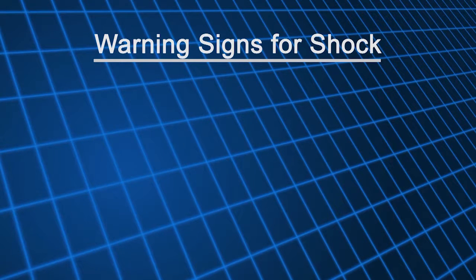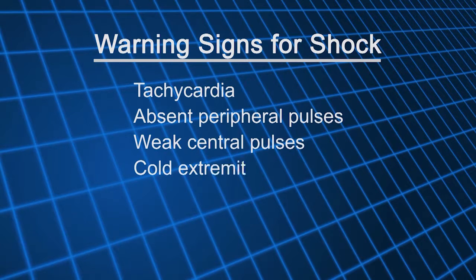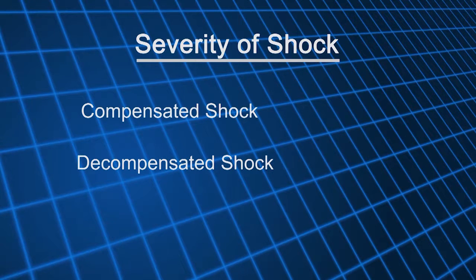Warning signs for shock generally include tachycardia, absent peripheral pulses, weak central pulses, cold extremities with prolonged capillary refill, and altered mental status. Hypotension is also present, but is usually a late finding. The body can compensate up to a certain point, which is why hypotension may be a late finding in the presentation of shock. The severity of shock is classified as compensated or decompensated.